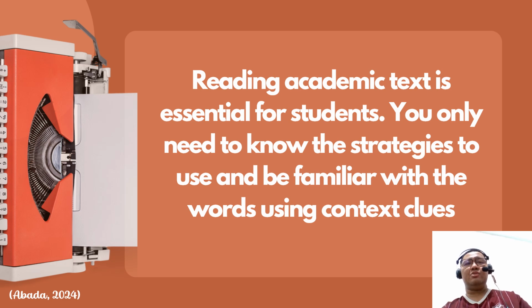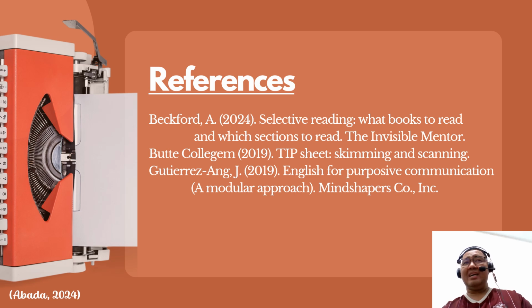Knowing these context clues is essential for you to easily understand whatever you're reading, especially when it comes to reading an academic text. It's essential for you students to know this, and you just have to identify which strategy to use, such as skimming and scanning, and of course, identify the unfamiliar words using the context clues in the sentences or in the paragraph. So I guess that is it.